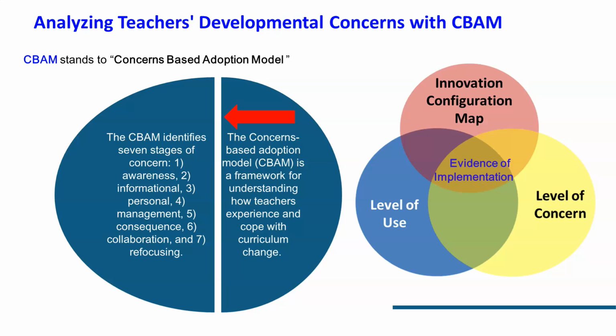1. Awareness, 2. Informational, 3. Personal, 4. Management, 5. Consequence, 6. Collaboration, and 7. Refocusing. These 7 stages of concern can be described as follows.